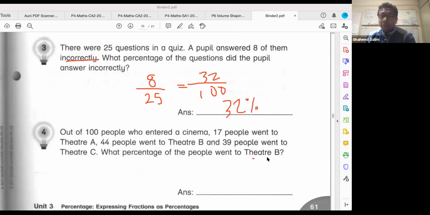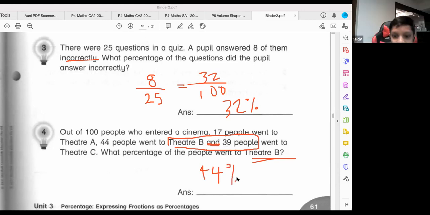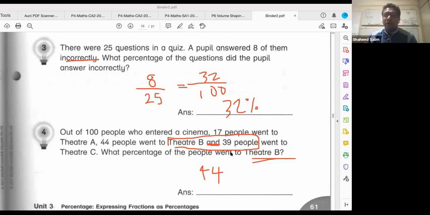This one, Putri, I also looked at the wrong number. Because you know why? We see very quickly, we didn't read carefully. We see like that. Wrong. 44 goes to Theater B. Okay. 44, so 44 over 100 is 44%. Yeah, there's an N there. Yes. So 44%. Okay, let's move on to the next one.